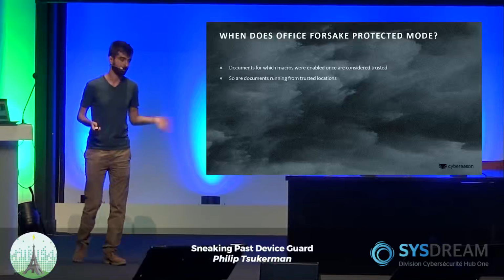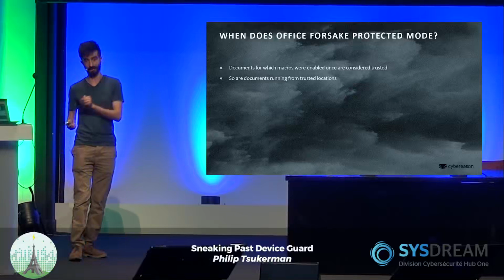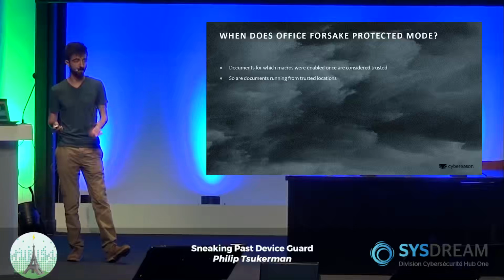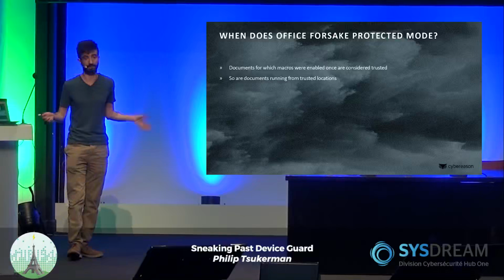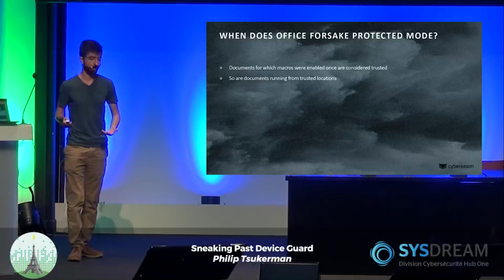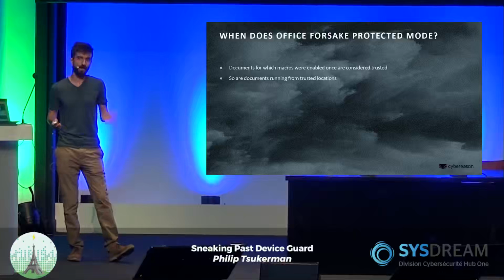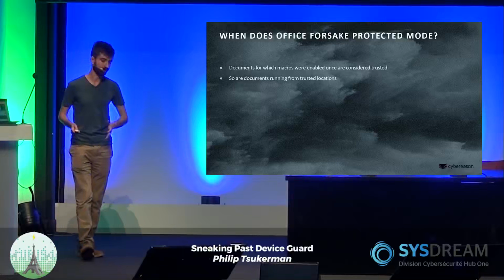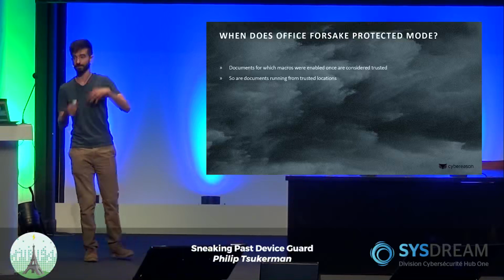One of them is by abusing trusted documents. Basically, if you actually click this enable content button once and you run your macro, when you open your file again, you'll discover that, oh, the button doesn't exist. The macro just runs. And this is because the document is now considered trusted.